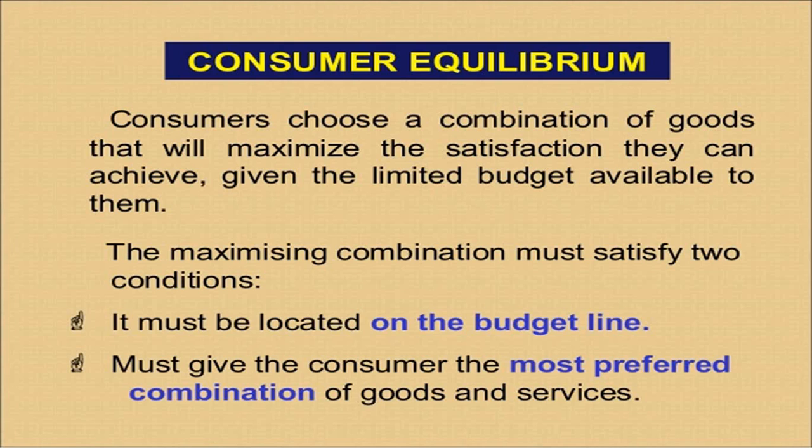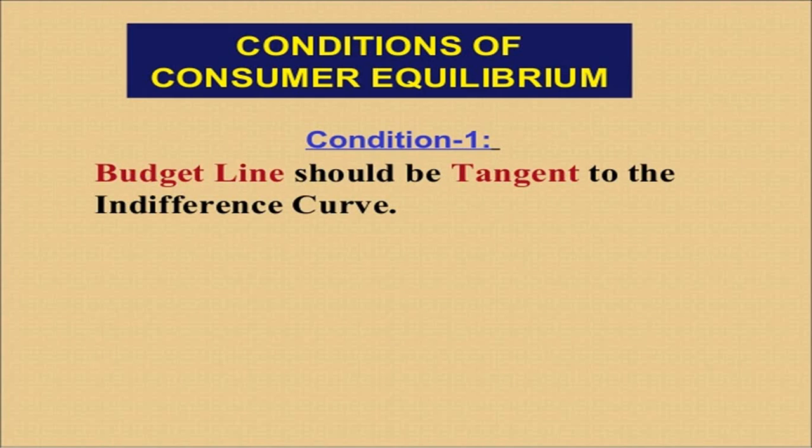Now what is consumer's equilibrium? Consumers choose a combination of goods that will maximize the satisfaction they can achieve, given the limited budget available to them. The maximizing combination must satisfy two conditions. Number one, it must be located on the budget line. Secondly, it must give the consumer the most preferred combination of two goods and services. Condition number one for the consumer's equilibrium is that the budget line should be tangent to the indifference curve.